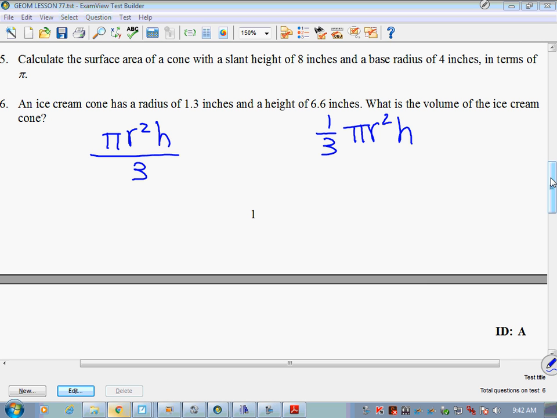Let's see. So let's do pi. What's my radius, Casey? 1.3. What's my altitude? 6.6. And we can use that here, right? We don't have to convert that to slant height. Divided by 3. You got a calculator. Do all of the top. Do pi times 1.3 times 6.6. Get an answer there, and then divide it by 3. Tell me what you get.